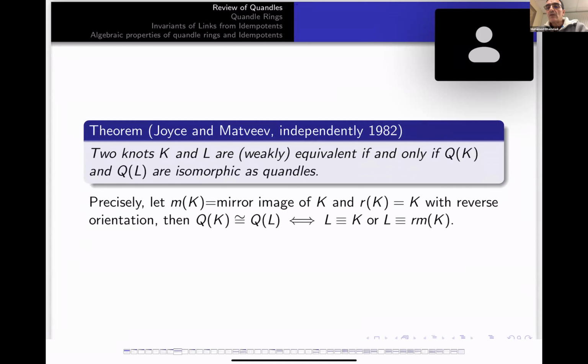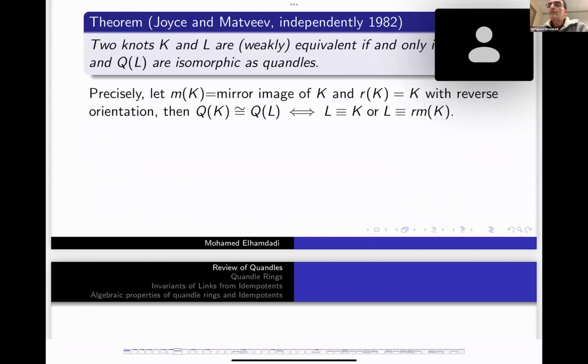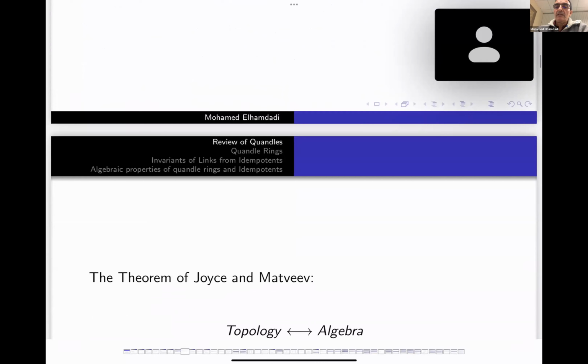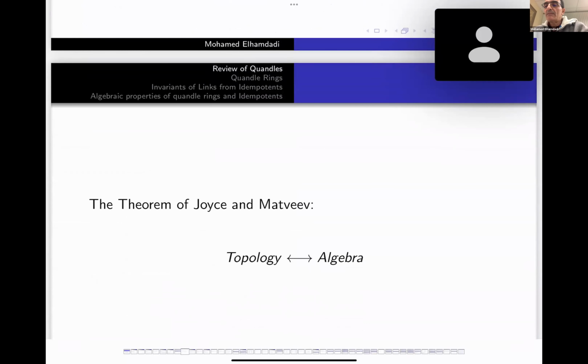When you have a knot, you can consider its mirror image. If you have a knot, you can consider the reverse orientation. That's the reverse knot. And the theorem says that the knots K and L will have the same, or isomorphic, fundamental quandle if and only if either K equals L or L is the reverse mirror of K. You see, then, the problem of classification of knots is turned into a problem of classification of quandles up to isomorphism. That's basically the theorem switching a topology problem to an algebra problem.